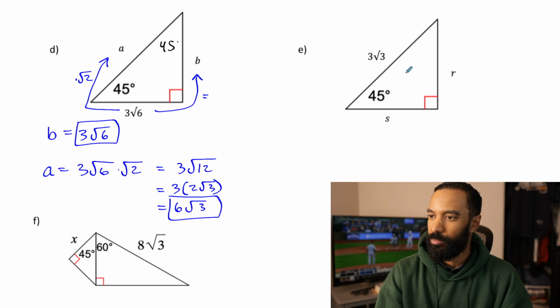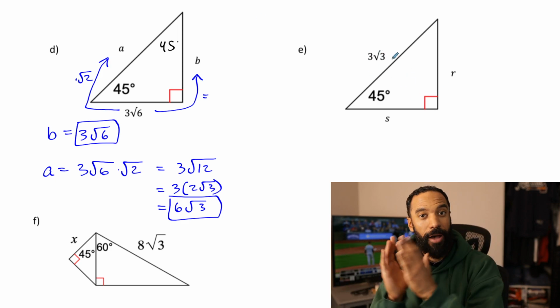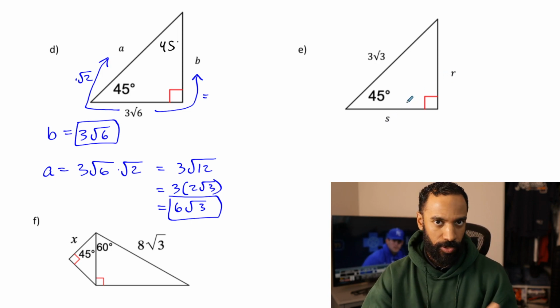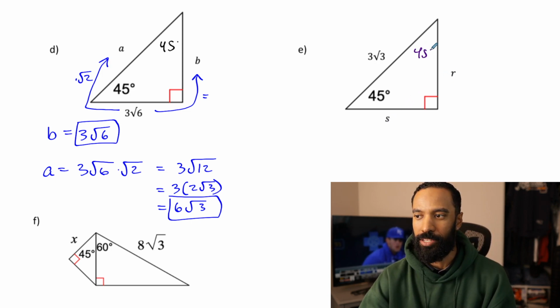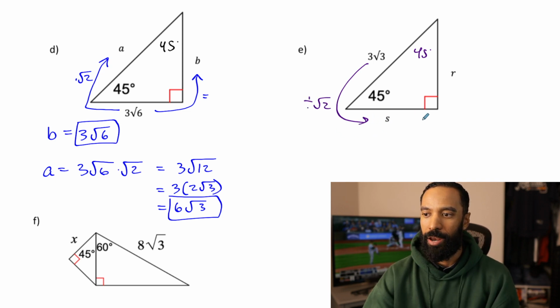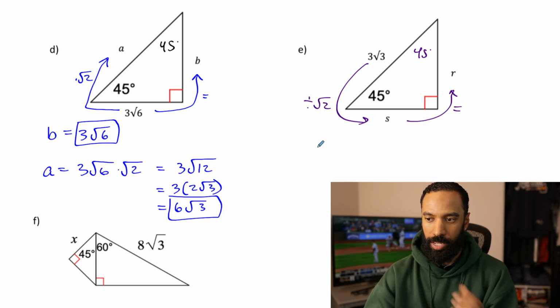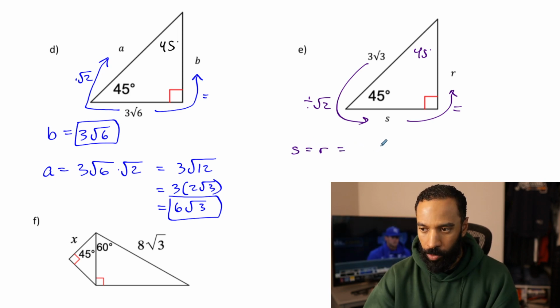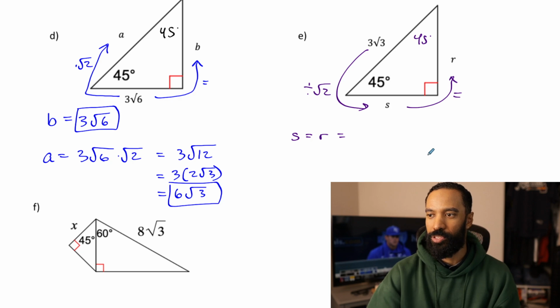Part E. We have 3 root 3 as the hypotenuse in the 45, 45, 90 triangle. Whatever S is, R is. Okay, you're going to get the same answer for both because they are equal in length. So we are going to have to divide by root 2 to get there, though. And like I said, these are equal. So I'm just going to write it like this: S equals R, which equals whatever. They're both the same answer.